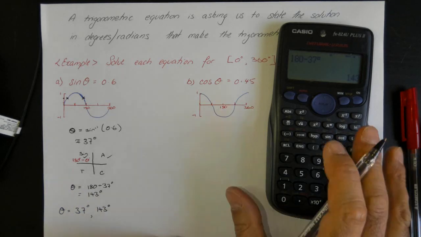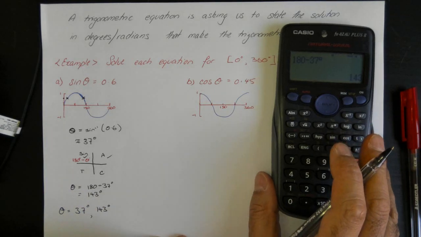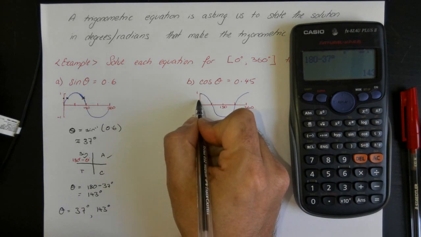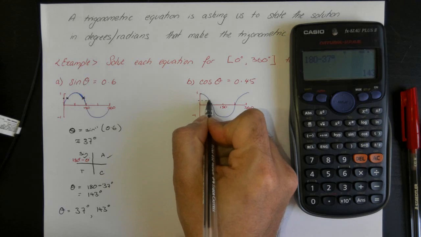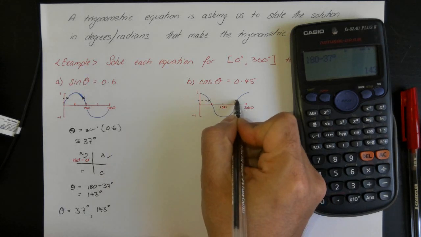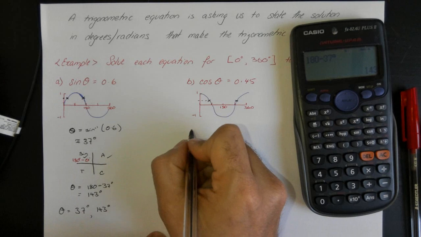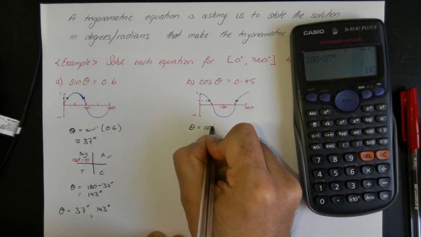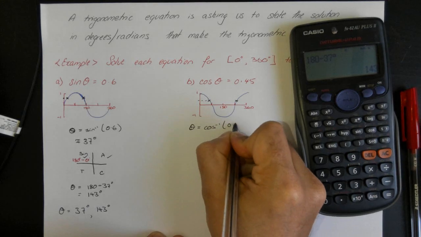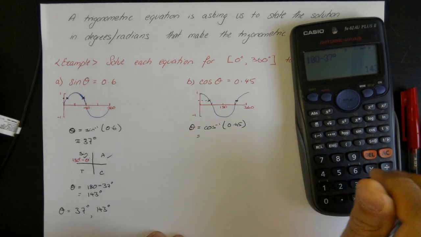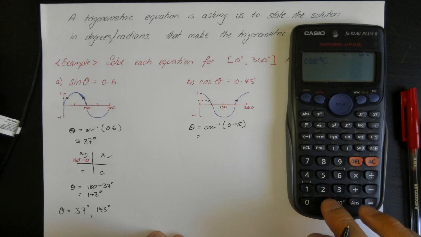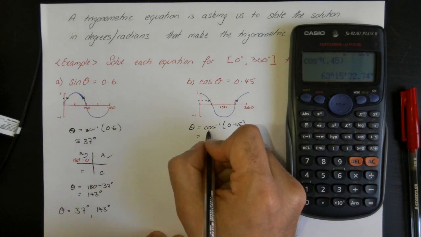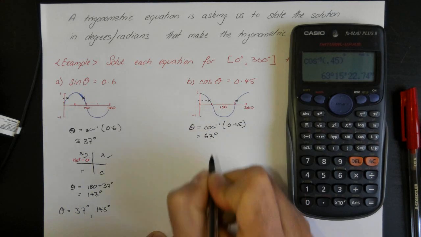Okay. Next example, we want to find when cos theta equals 0.45. Somewhere here, and once again we see it happens twice. So what we will do is find out what theta is. Shift cos 0.45. It's going to be, to the nearest degree, approximately 63 degrees.